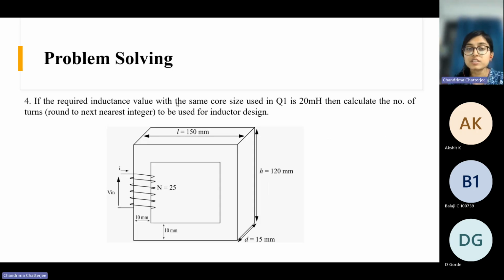What is the next question? If the required inductance value with the same core size is 20 millihenry, then calculate the number of turns to be used for the inductor design. So what they are asking is that now our required inductance value is 20 millihenry, instead of the 0.588 millihenry we calculated. So what will be the number of turns? Earlier it was 25.